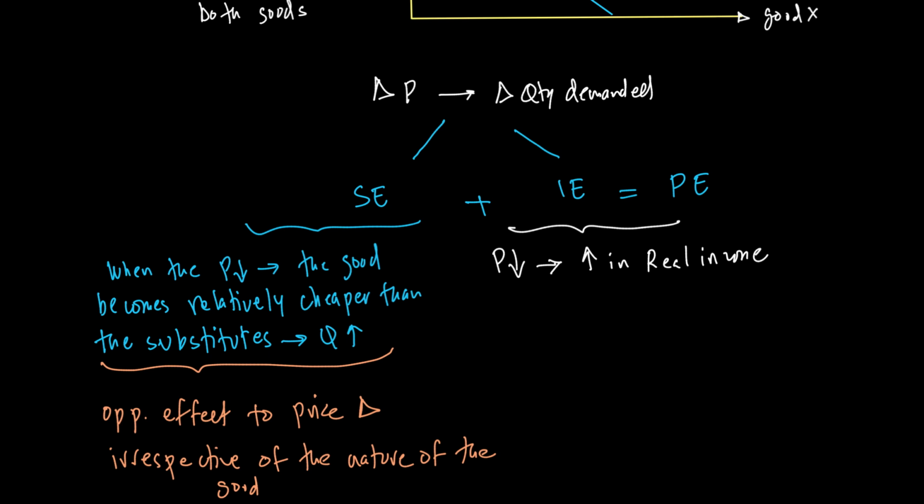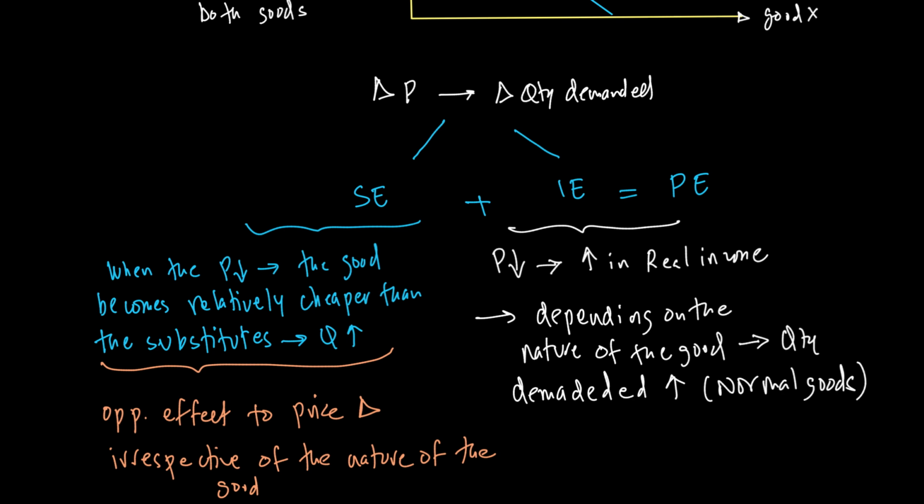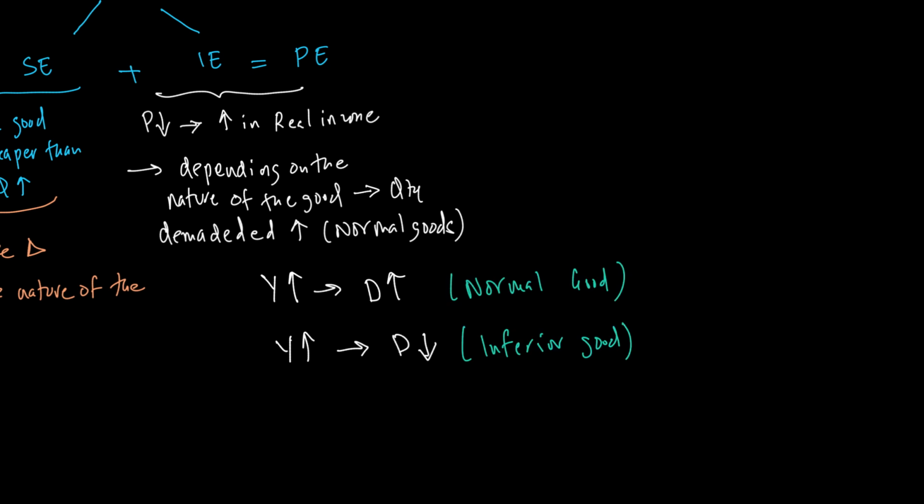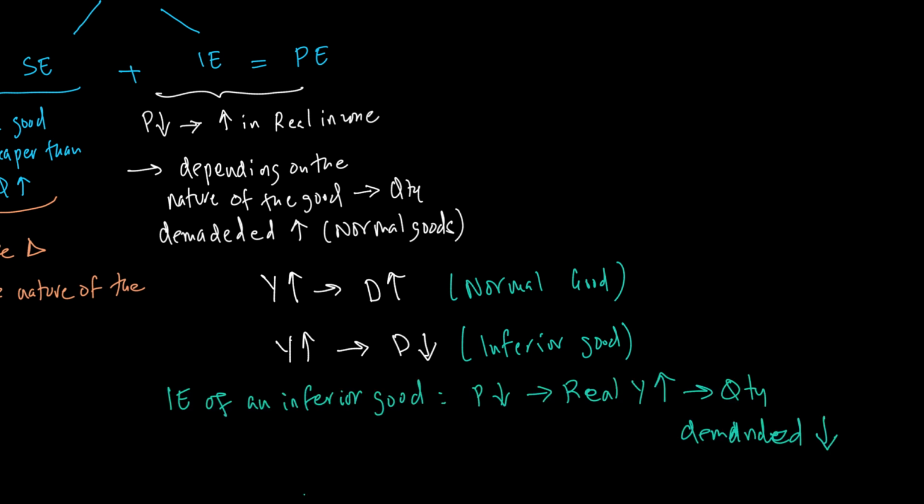When the price of a good goes down, the real income goes up. And we say this, that depending on the nature of the good, we will see the quantity demanded go up if it's a normal good, as normal goods by definition, we know this, are those where when the income goes up, your demand goes up. So we will see the quantity demanded for normal goods go up. On the other hand, if it's an inferior good, we know that when the income goes up, our demand goes down, because a good is inferior means that it has an inverse relationship with income. So in the case of inferior goods, we will say when the price goes down, the real income goes up, the quantity demanded therefore will go down.